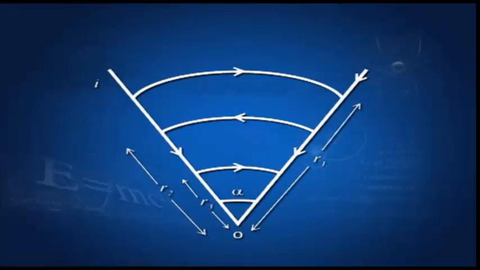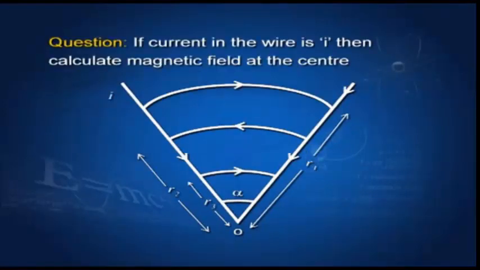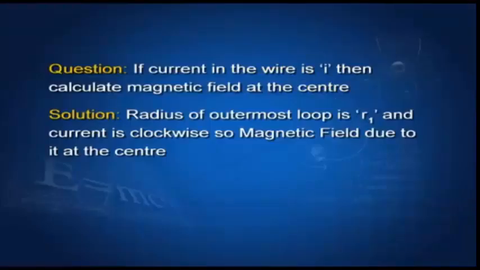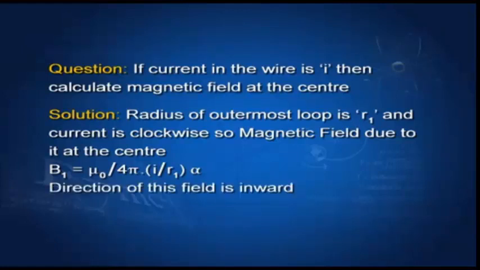Let us have a wire bent as shown in the diagram. If the current in the wire is I, then we have to calculate the magnetic field at the center. The solution is as follows. The radius of the outermost loop is R1 and the current is clockwise, so the magnetic field due to it at the center is B1 equals mu naught upon 4 pi I upon R1 into alpha. Here alpha is the angle formed by the arc of the conductor at the center. The direction of the magnetic field is inward.